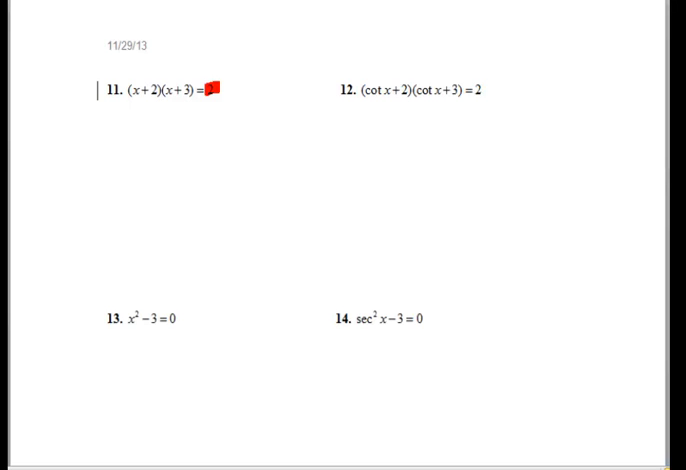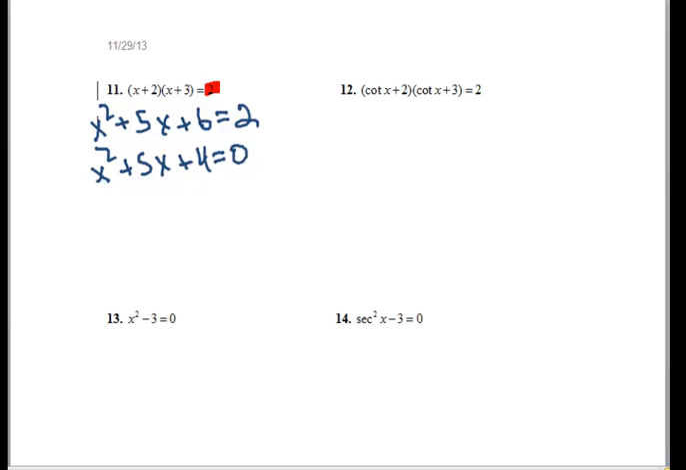So this is actually a little bit more work here, right? I would first have to multiply this out, right? Multiply out the left side. And when I do that, I would get x squared plus 5x plus 6. And then that's equal to 2. And now I would set it equal to 0. So I would subtract the 2, and I would have x squared plus 5x plus 4 equals 0.